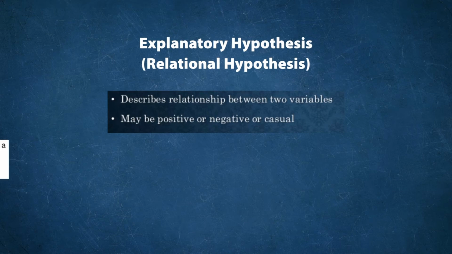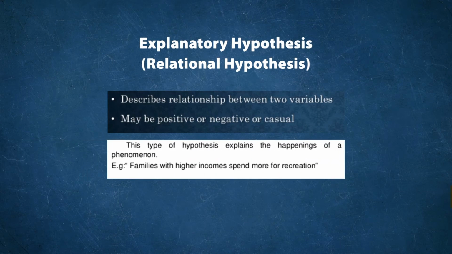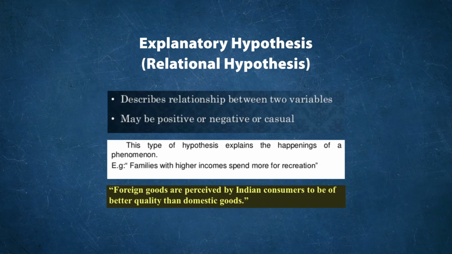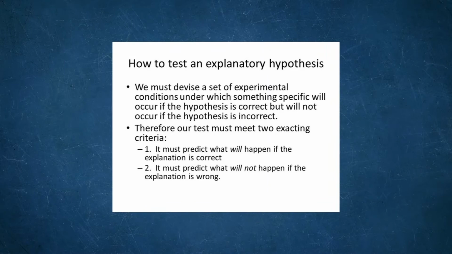So this type of hypothesis explains the happenings of phenomena, like families with higher income spend more on recreation, foreign goods are perceived by Indian consumers to be of better quality than domestic goods. So what we have observed is that there is a certain relationship linked with that. So if we talk about this particular explanatory hypothesis, we must devise a set of experimental conditions under which something specific will occur if the hypothesis is correct, but it will not occur if the hypothesis is incorrect.